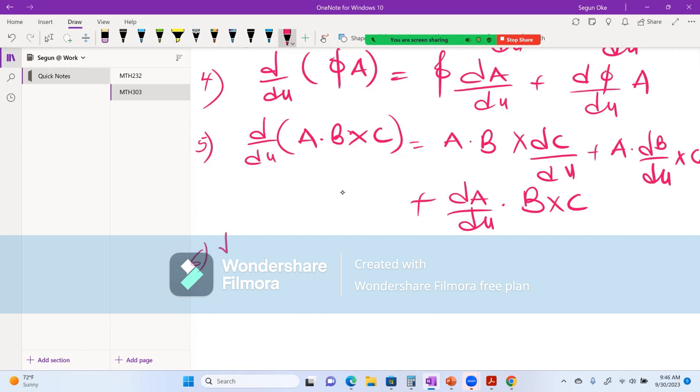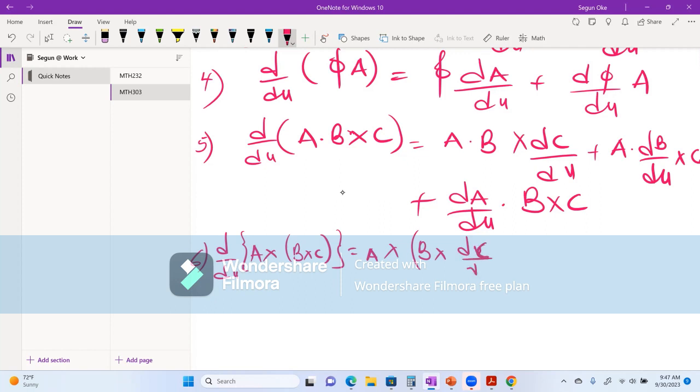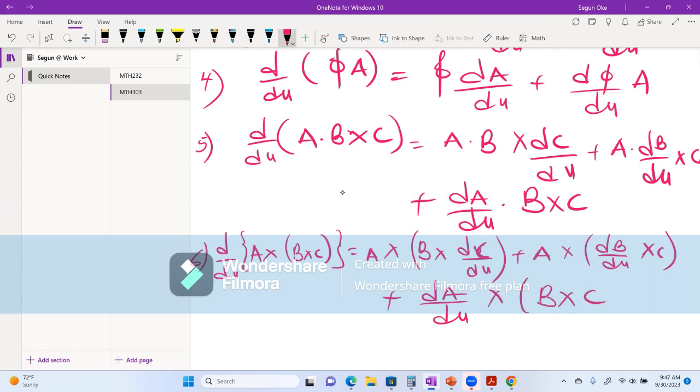Last but not the least, we have d/du of A cross B cross C, will be A cross B cross the C du, plus A cross the B du, plus C, plus the A du plus B plus C.